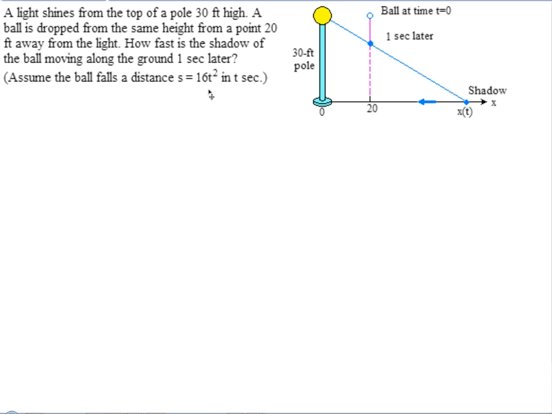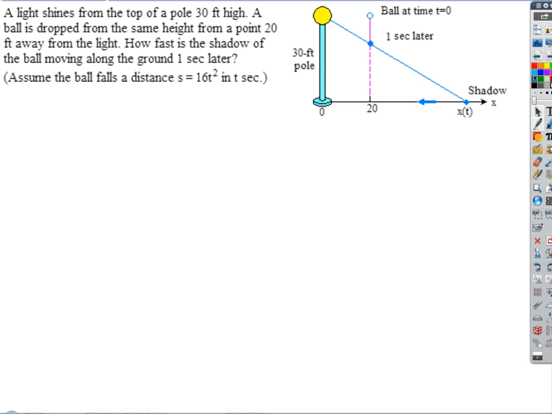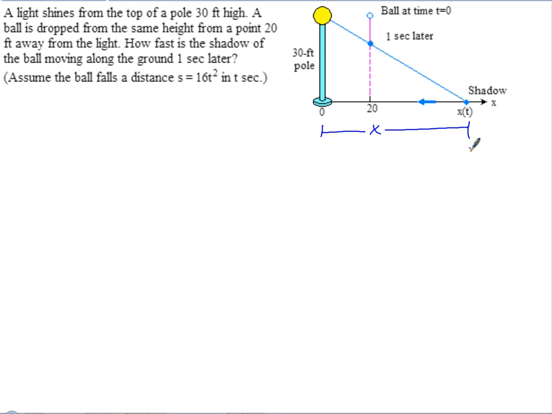So here's our picture, they drew a picture for us, right? Now they're saying that x is going to be this distance. Let's see, where is x? x is the distance from the light pole. Okay, so this whole distance right here is x, okay? This distance is 30, this distance is 20, and let's call the height of the ball, so this distance right here, we'll call y.